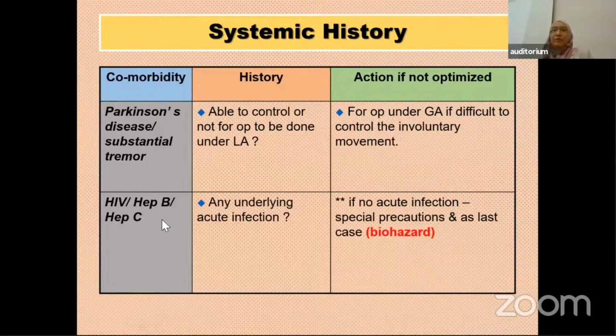And for patients with HIV, Hep B or Hep C positive, we need to rule out any current acute infection. For example, if the patient had pneumonia, okay? So we need to settle the acute infection first. And as a special precaution, if the patient is stable with no acute infection, we need to do it as the last case. It's considered a biohazard, okay? Special precaution for the surgeon and also the paramedic.